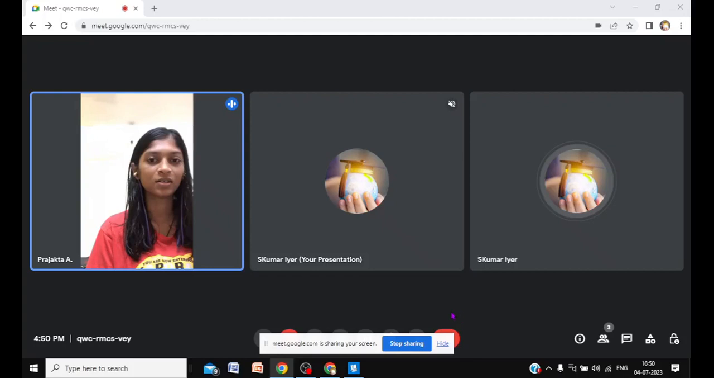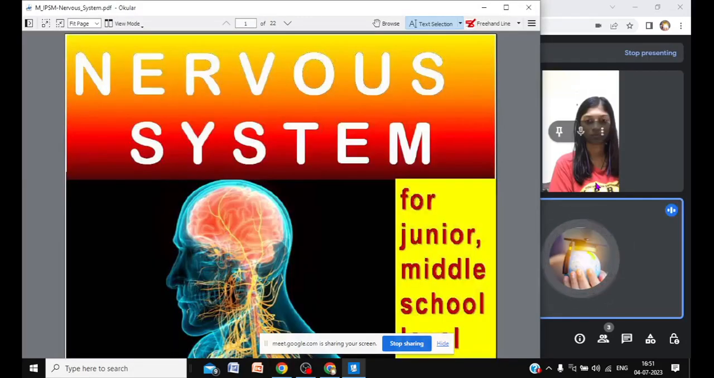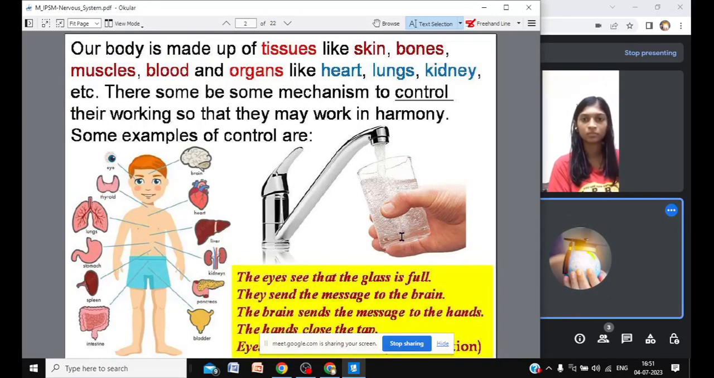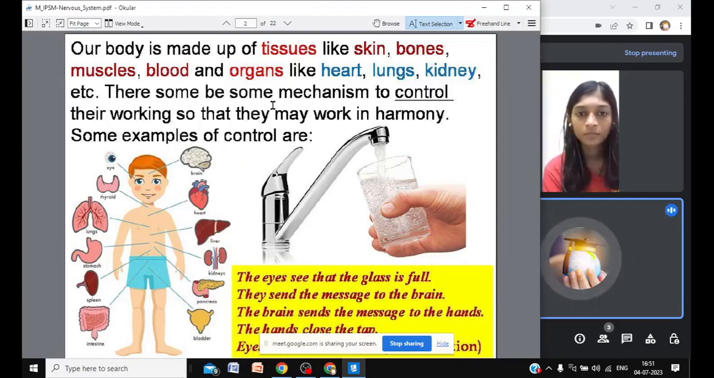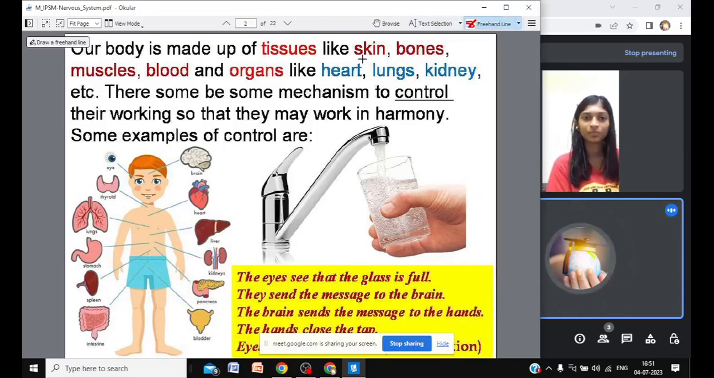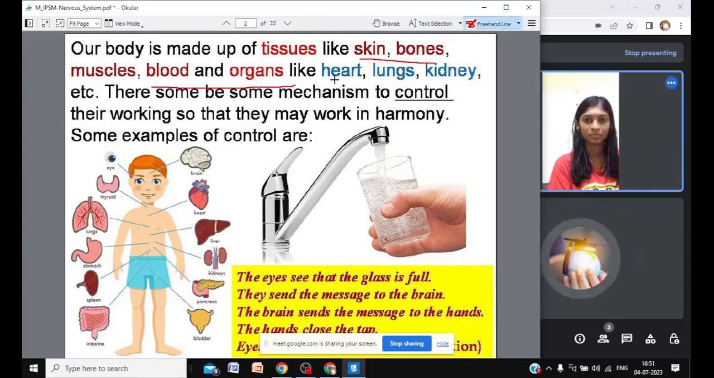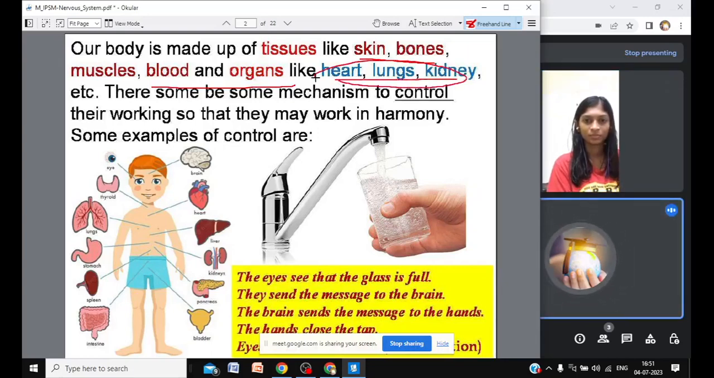So we are doing the nervous system. This is for junior and middle schools. You see, our body is made up of tissues. We have tissues like skin, bones, muscles, blood, and other organs like heart, lungs, kidney. So these are organs: heart, lungs, kidney, and these are tissues: skin, bones, muscles.